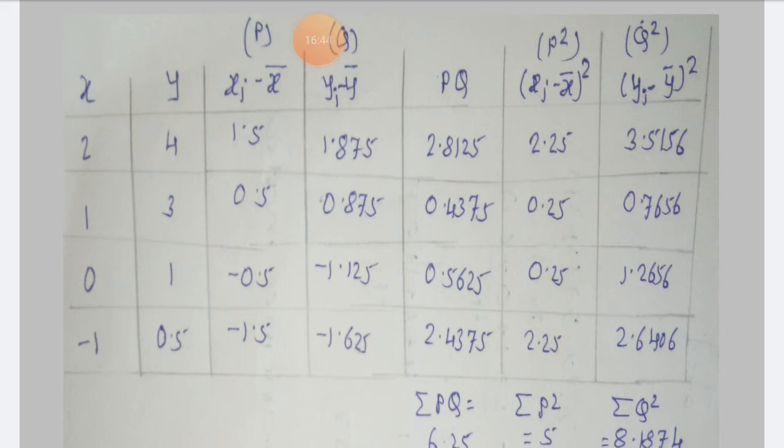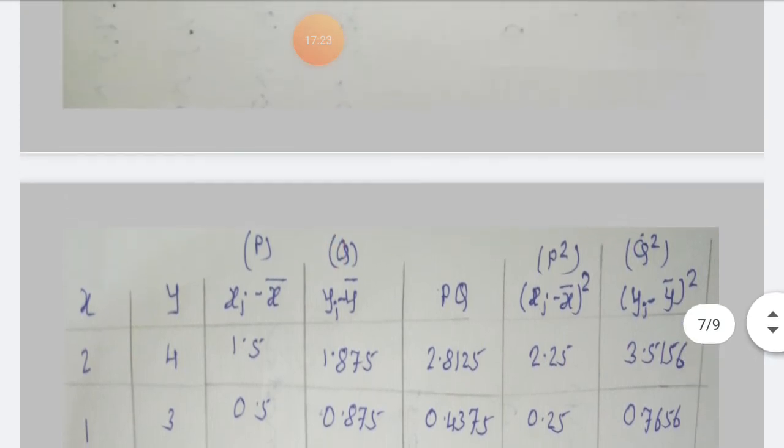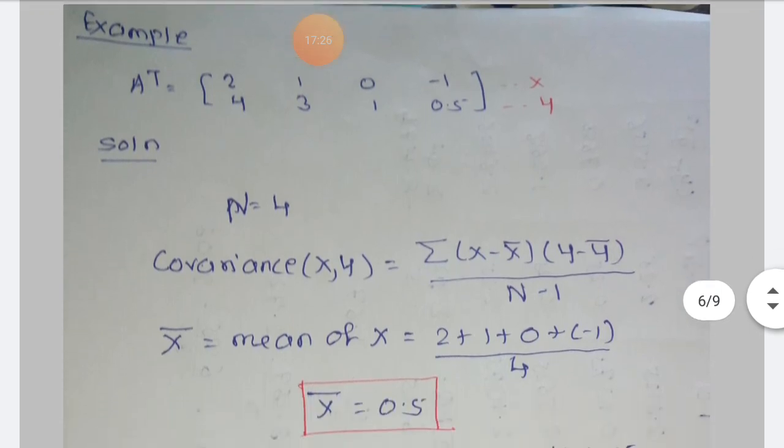Now let us calculate (xi minus x bar) squared. That means 1.5 into 1.5, I am getting 2.25. 0.5 into 0.5, I am getting 0.25. For the next I am getting 0.25 and the last value is 2.25. Similarly for (yi minus y bar) squared, that is 1.875 into 1.875, it is equal to 3.5156. Next value is 0.7656. Next value is 1.2656 and the last value is 2.6406. Now we are getting these values from the equation.